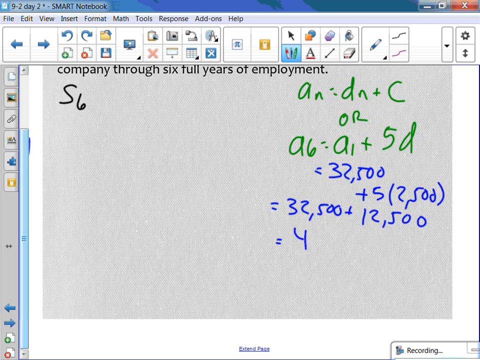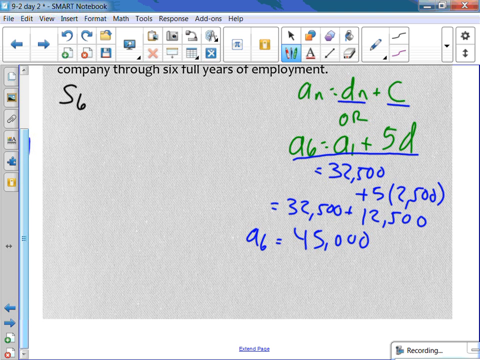Is using the formula incorrect? No, not at all. Using our formula, we already know what d is. d is 2,500. And then to calculate my c, a1 minus d. Right? We can find that. And then we can go ahead and substitute our n equals 6 to come up with our a sub 6. But again, using just this relationship here, understanding what's going on, I can use that relationship and say, okay, a6 is just $45,000.